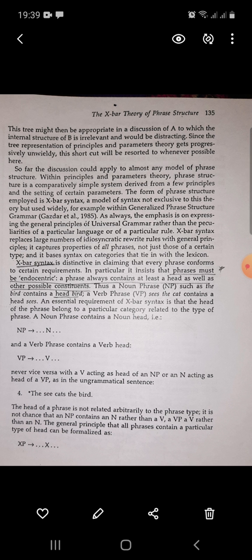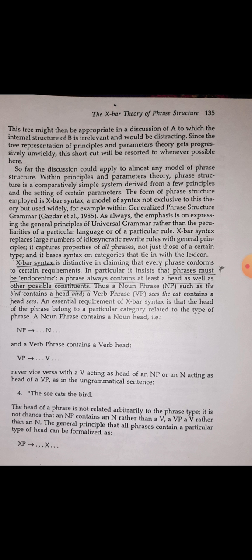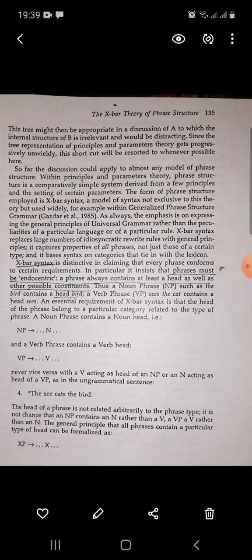Endocentric means they have their head inside themselves, so they are structured, they have some head, and there is an element which is called head, and the rest of the words or items in that phrase besides the head are called complements. Thus a noun phrase such as the bird contains a head, bird. A verb phrase sees the cat contains a head, sees.